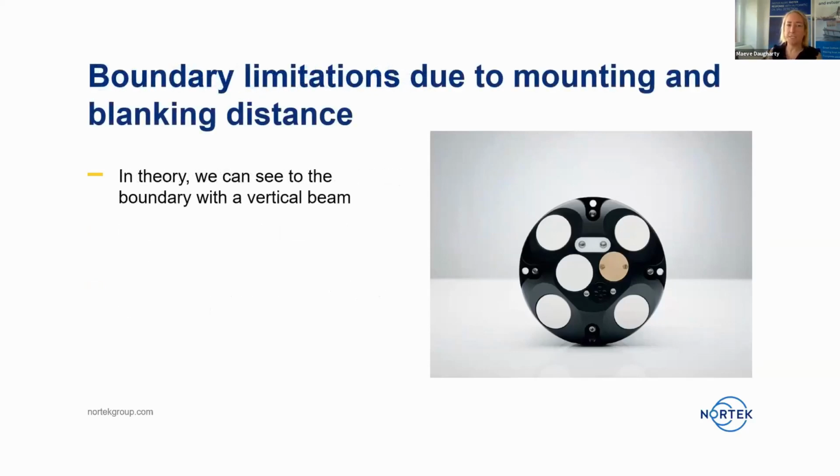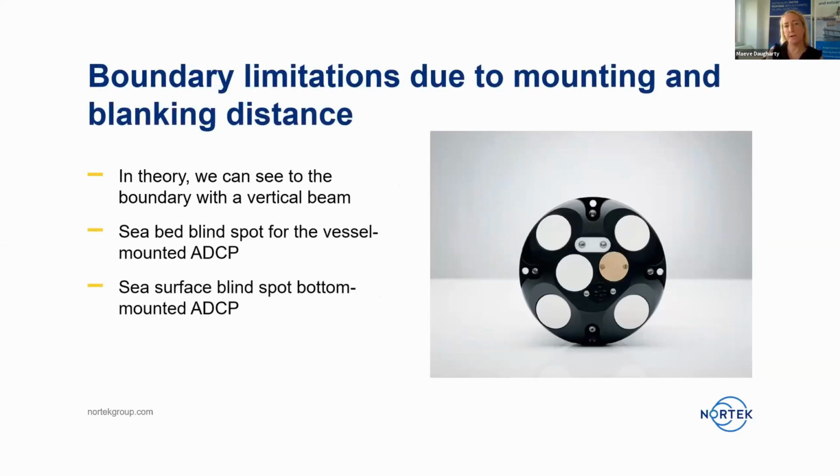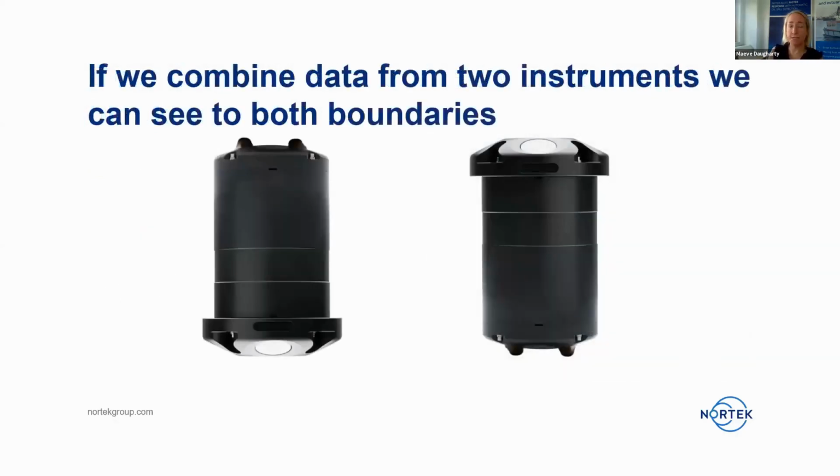So now in theory, we can see the boundary with a vertical beam, but in practice, the seabed is going to be a blind spot for vessel-mounted ADCPs, and the sea surface will be a blind spot for bottom-mounted ADCPs. And this is due to mounting and blanking distances. But if we combine data from 2 instruments, then we can see to both boundaries.